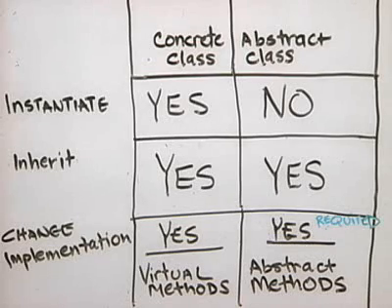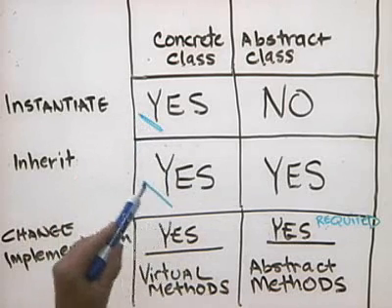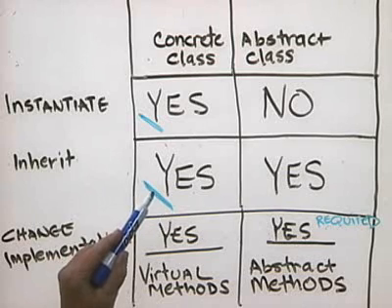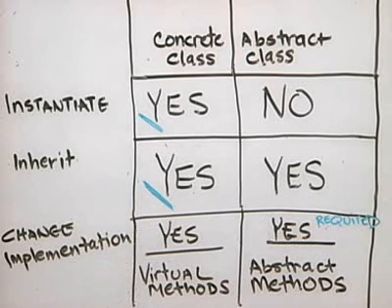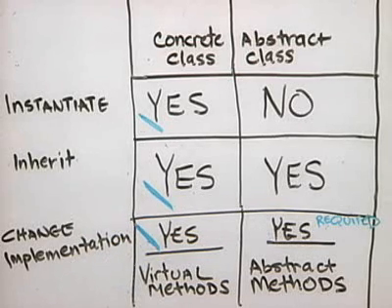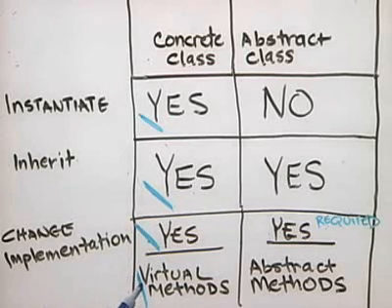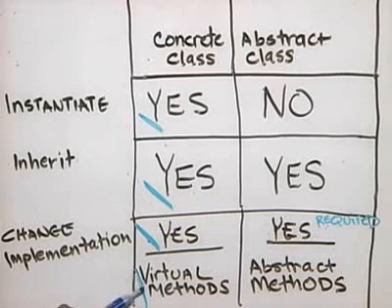Let's take a look at a comparison of concrete classes to abstract classes. Concrete classes are just your normal vanilla classes, and you can instantiate those and you can inherit them, of course, as long as they don't have the keyword sealed. Sealed would mean they're not inheritable. Can you change the implementation of a concrete class if you inherit from it? The answer is yes, as long as the method is virtual. A concrete class will put that modifier in the method definition if it allows you to change the implementation in a derived class.